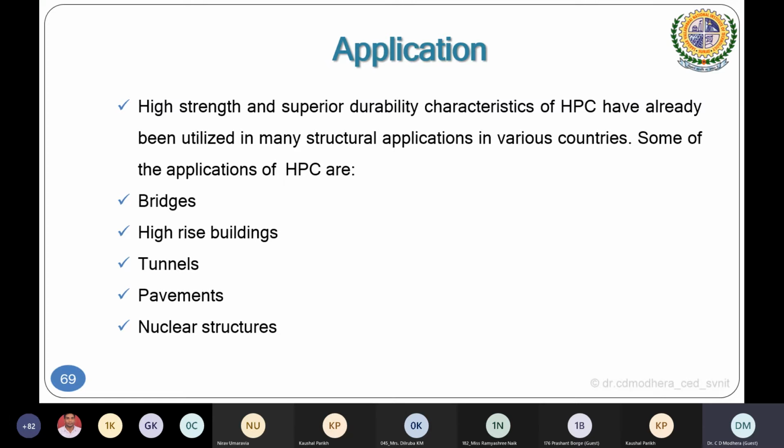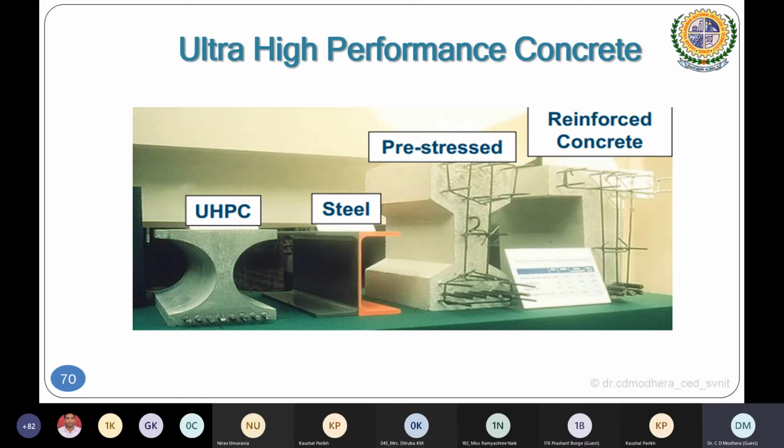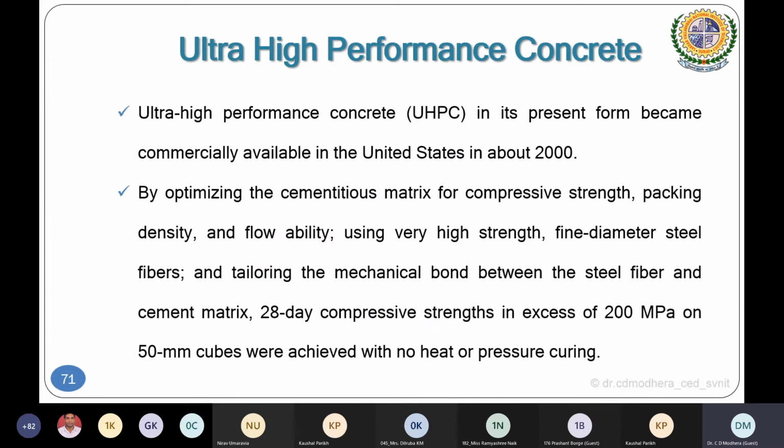Application: mainly used in the case of bridges, high-rise buildings, tunnels, pavements, and nuclear structures, where mass concreting and very important structures are there and this is to be used. That is the importance. Ultra high performance concrete is just one step ahead. It is still very much costlier than the previous one. So I think then cost may not be considered. Sometimes its strength will achieve up to 200 MPa.